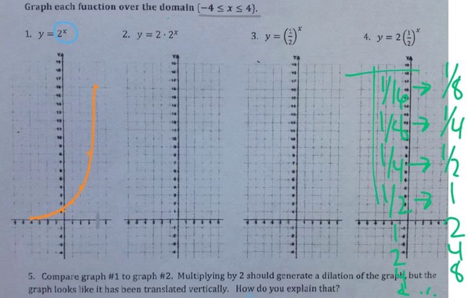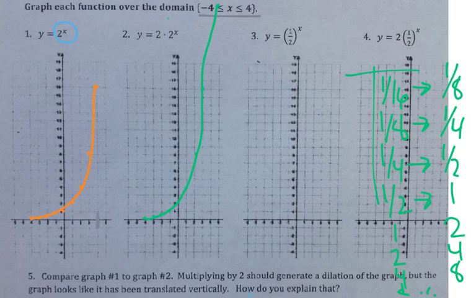The difference is, we'd start out at -4 on 1/8, then 1/4, then 1/2, then 1, then 2, then 4, 8, 16, and then 4 would be 32, clear up there. So it'd go like that.